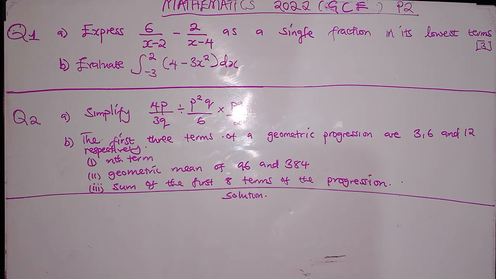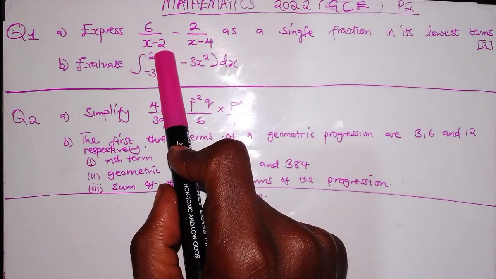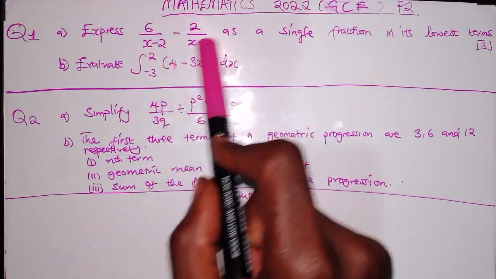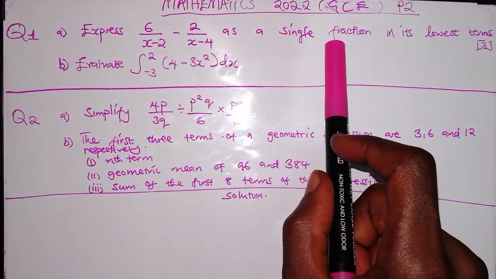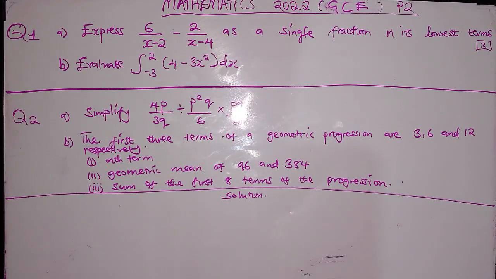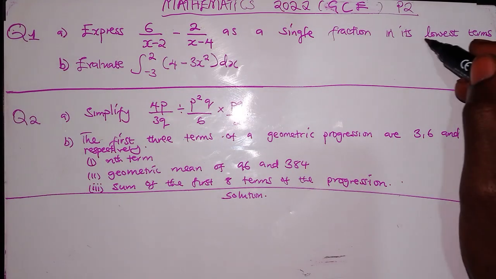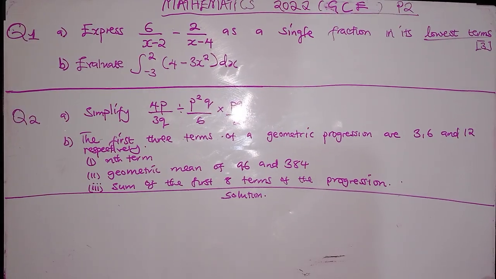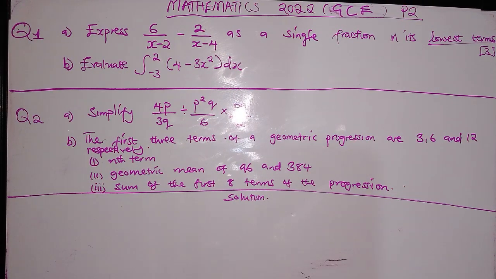So to begin, we have our first question, which is saying x plus 6 divided by x minus 2 over x minus 4 as a single fraction in its lowest term. What you need to understand here first is this term, lowest term. Meaning you have to simplify it further. You don't just end once it is a single fraction. So how can we simplify it to the lowest term?